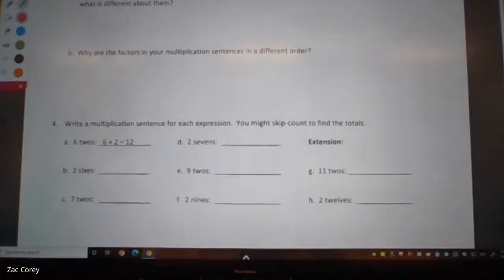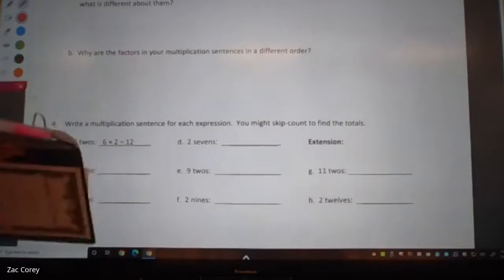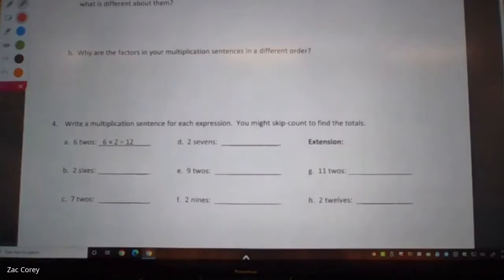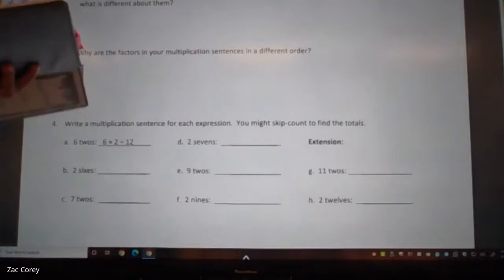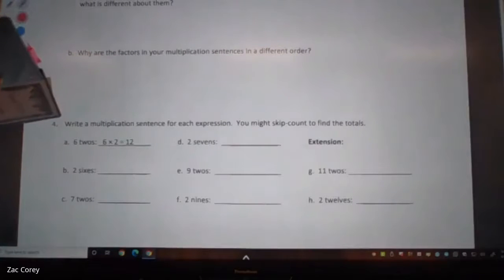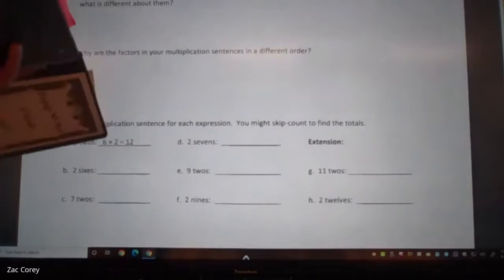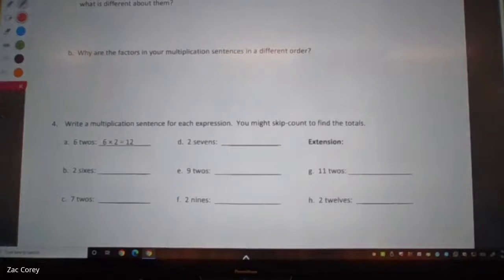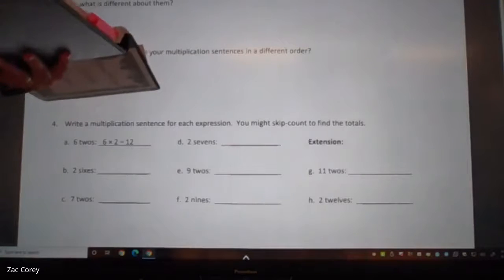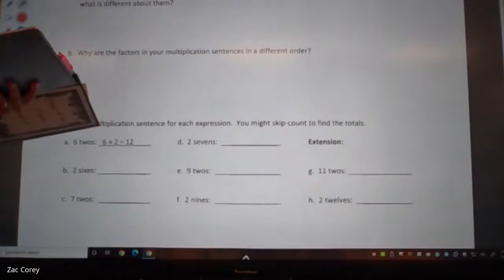All right, welcome back. So hopefully you figured this out. I'm not going to write the answer for this one. Go ahead and write it on your own. But basically, the array in problem 1 just gets turned on its side in problem 2. If you looked at your arrays in problems 1 and 2, they just got flipped over on their side, right? In the first array we had 2s 6 times, and in the other one we had 6s 2 times. So the array just kind of got turned on its side. Letter B says, why are the factors in your equation in a different order?